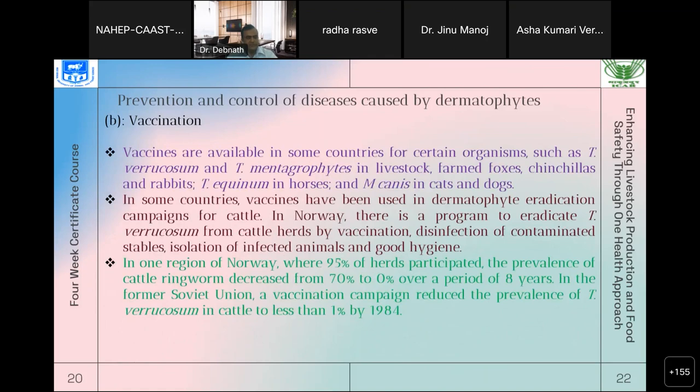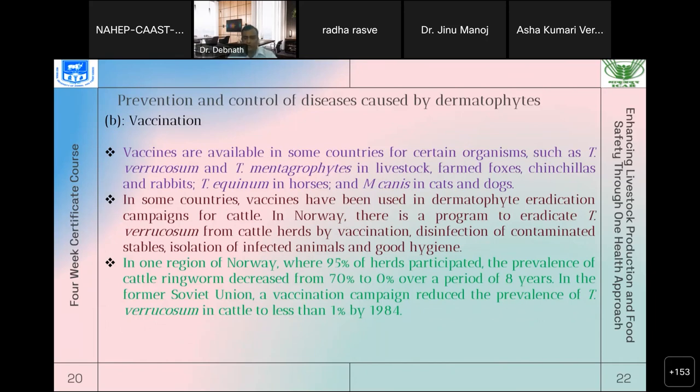Now, vaccination. Vaccines are available in some countries for certain organisms, such as Trichophyton verrucosum and Trichophyton mentagrophytes in livestock, farmed foxes, chinchillas and rabbits, Trichophyton equinum in horses, and M. canis in cats and dogs. In some countries, vaccines have even been used in dermatophyte eradication campaigns for cattle.